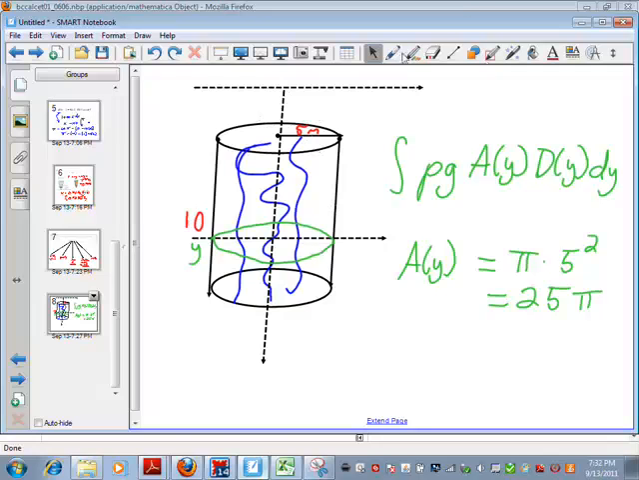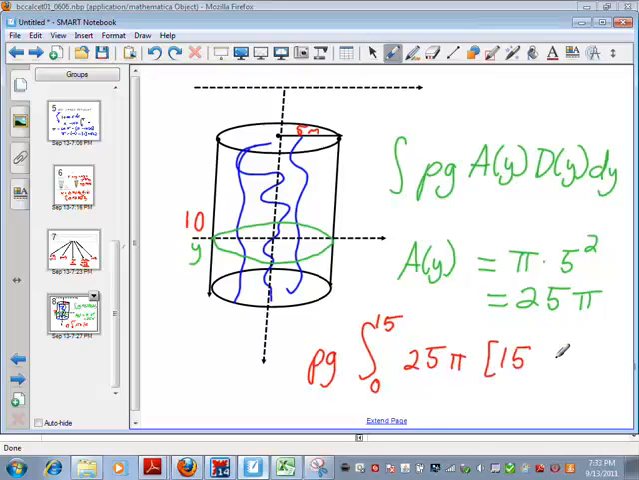I was saying that they had the perfect height. Okay, so you were happy with it. The integral, from where to where? 0 to 15 of 25 pi, right? And then how far do we pull this? 15 minus y. So I have some serious problems with one of these 15s.